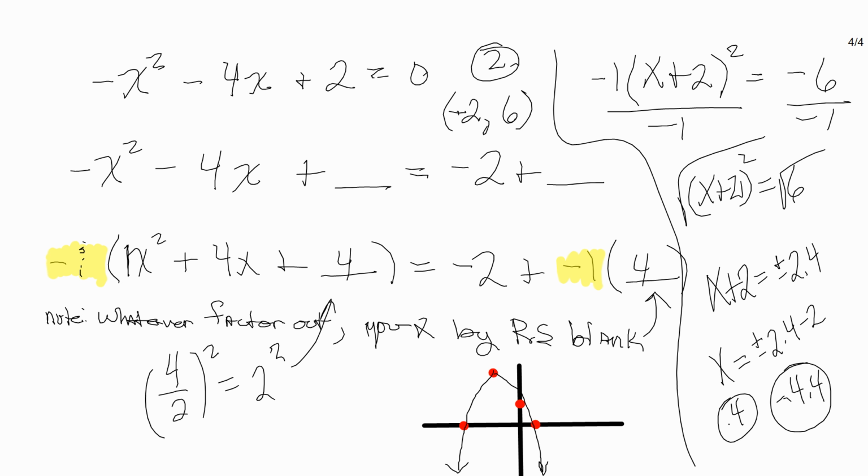Now, what's the domain? Good job. What's the range? Negative infinity to what? To 6. Good. What is increasing? Negative infinity to -2. Decreasing.